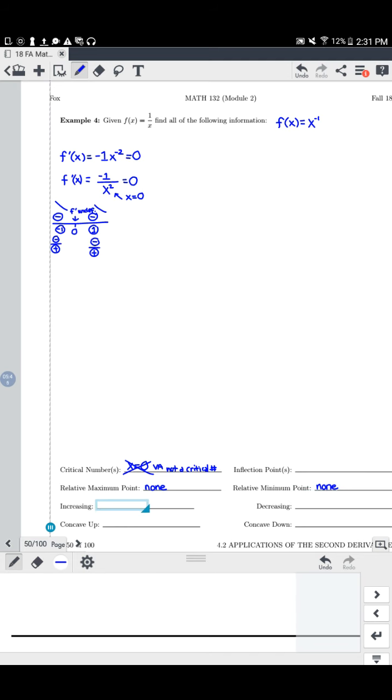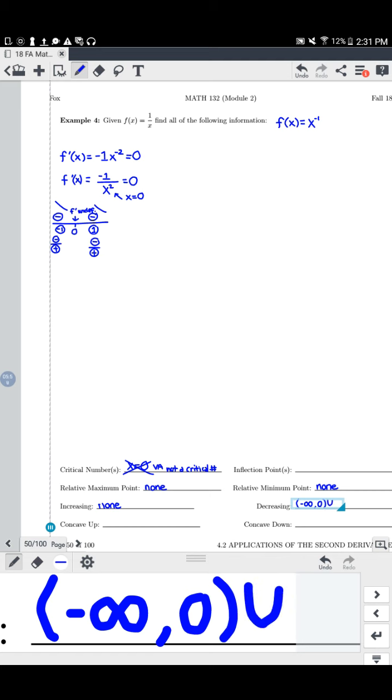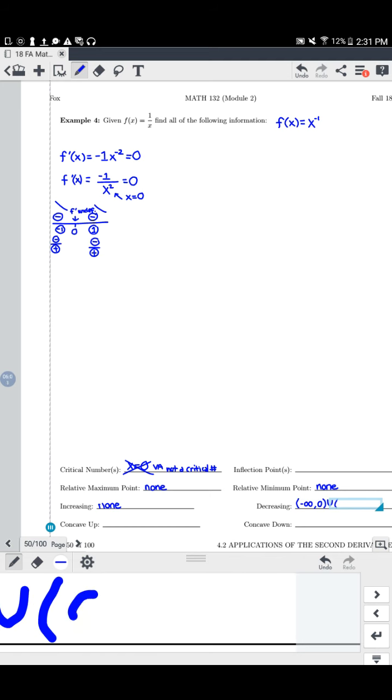It's always decreasing, so there's actually no interval for increasing. And for decreasing, it is decreasing before and after 0. So negative infinity to 0, union 0 to infinity.